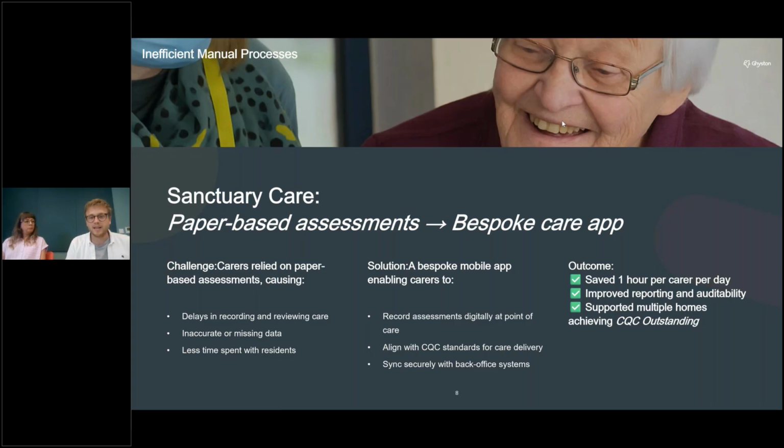So off the back of that, the application was mentioned in the CQC outstanding review of multiple care homes that Sanctuary ran. So I think this case really shows how tailored digital solutions can take something that is slow and operationally poor and make it into something that improves the lives of the service users.